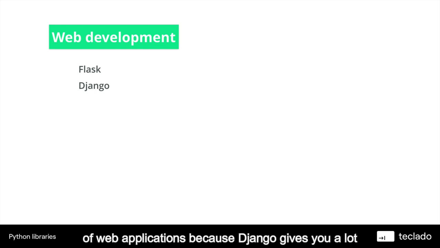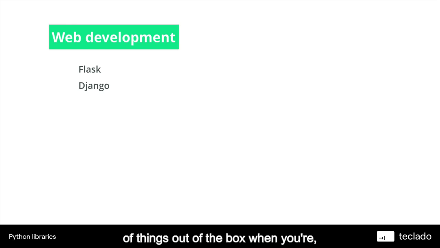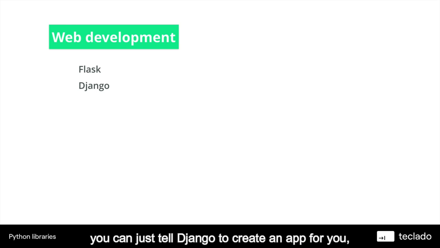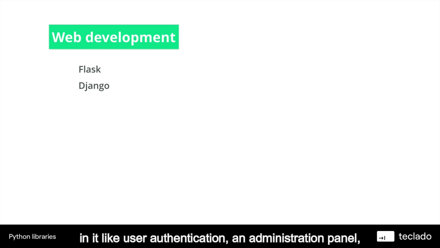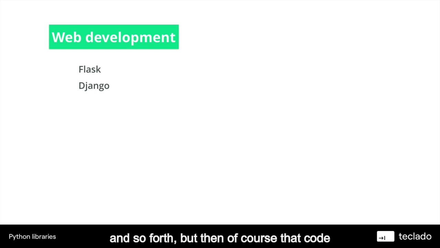Django can be really useful for making specific types of web applications because Django gives you a lot of things out of the box. You can just tell Django to create an app for you, and it will give you an app with a bunch of things in it, like user authentication, an administration panel, and so forth. But then, of course, that code is not code you've written, so it can limit you in what you can do to change it. You have to follow its structure.